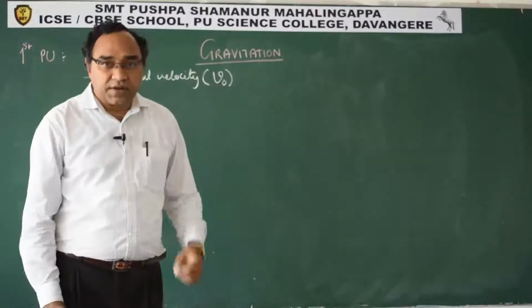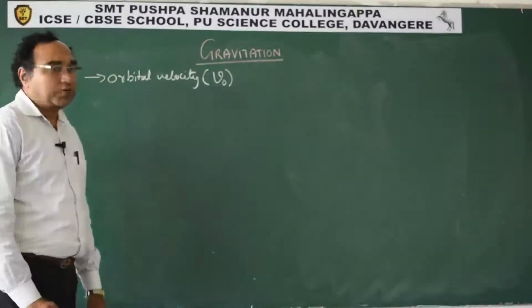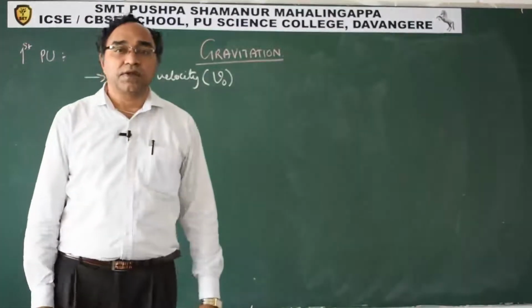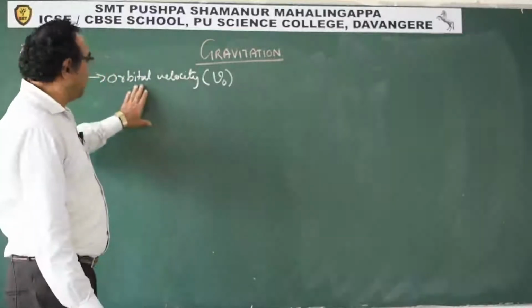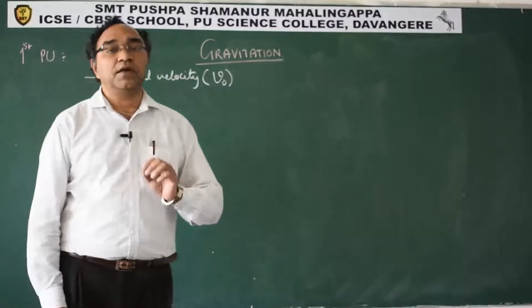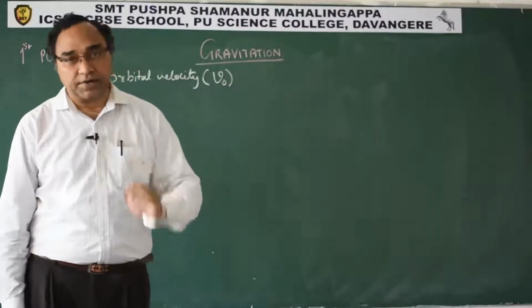Well students, the next term that we have to discuss is orbital velocity. Now what is the meaning of orbital velocity? The word itself defines it: orbital. It is related to the speed of a satellite in its orbit.